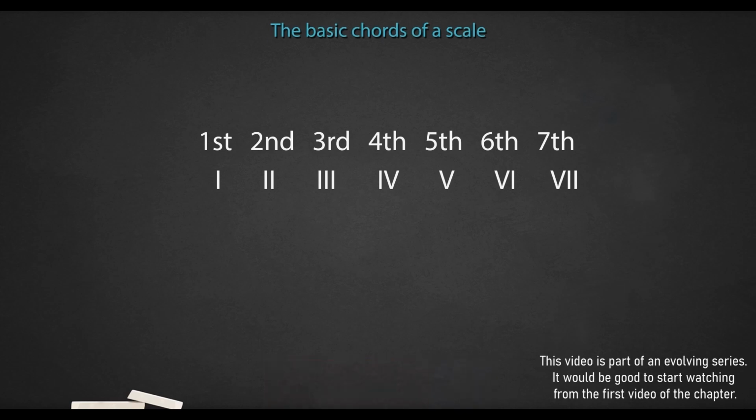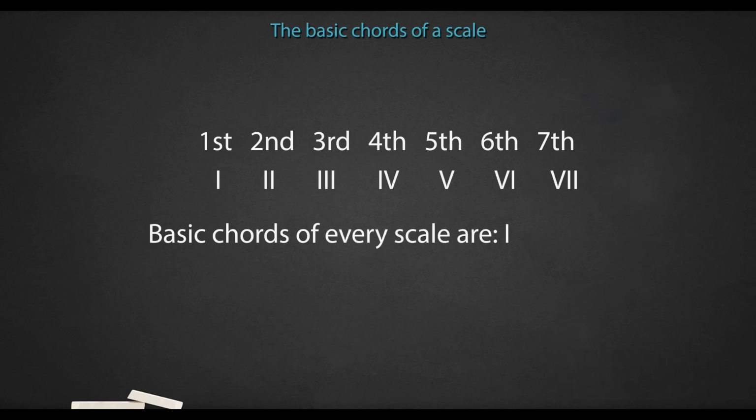The basic chords of each scale, and this applies to all scales, major and minor, are 1st, 4th, and 5th with 7. The first two are always the same type, major or minor. And the 5th is always major and usually with 7th.